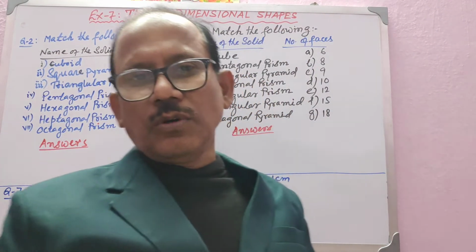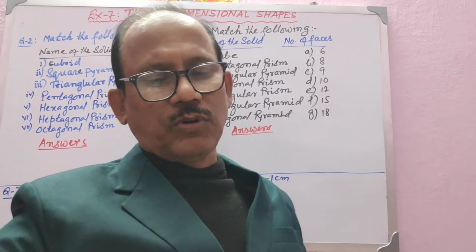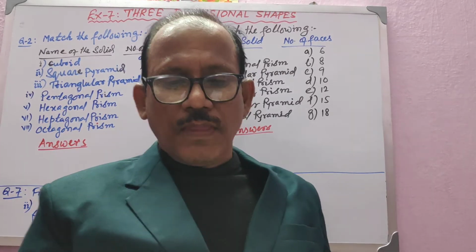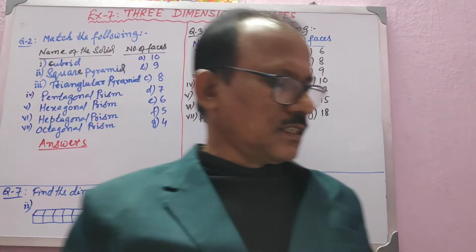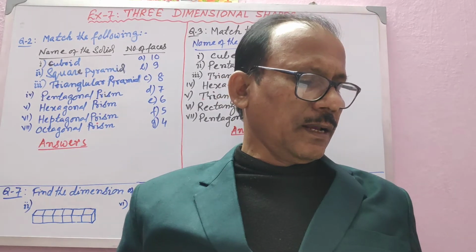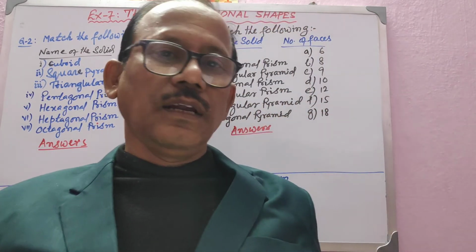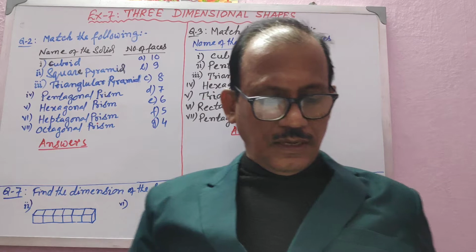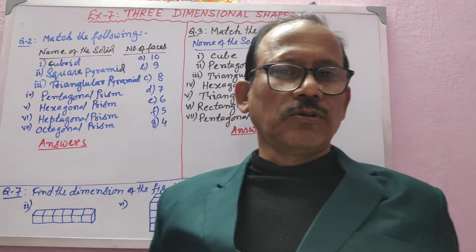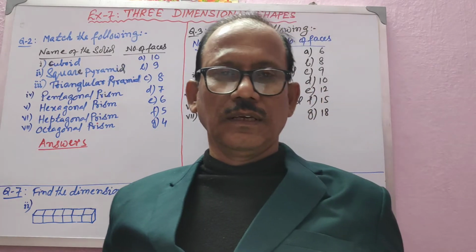Now it's time to discuss the exercises given in your book. First of all, we will undertake Exercise 7, page number G60. In the first question, you identify the true statement. Here the basic conception about the 3D object will be covered.